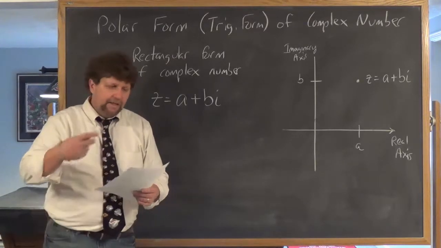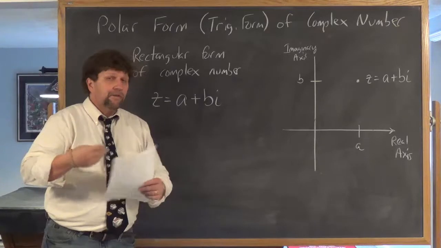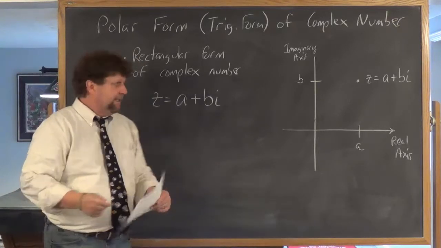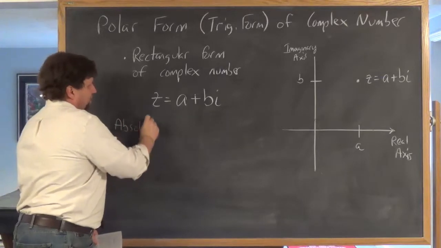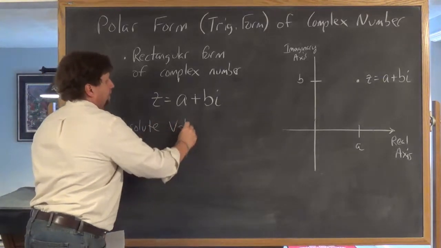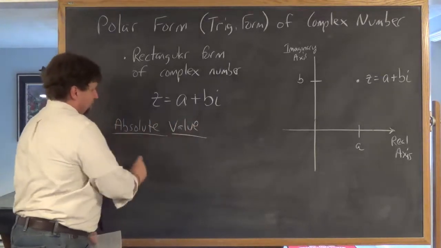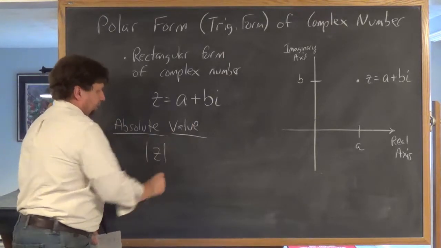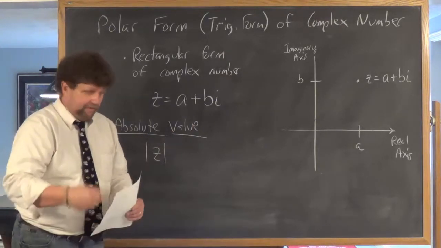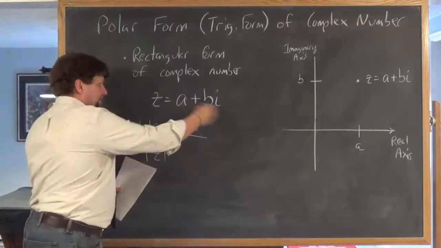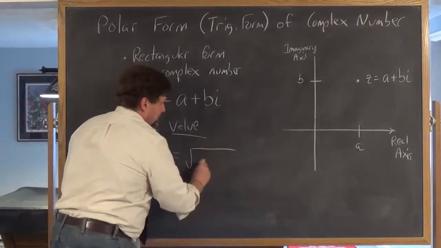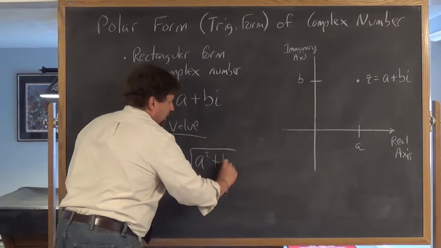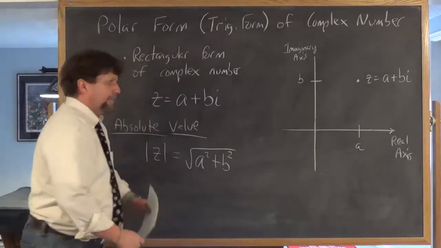First thing that we need to look at is make sure you remember how to do this, or if you haven't seen it before, it's very easy to do, and that's finding the absolute value of a complex number. So now absolute value, well, we know the symbol, the vertical lines, absolute value of z here. The absolute value of a complex number is the square root of a squared plus b squared.